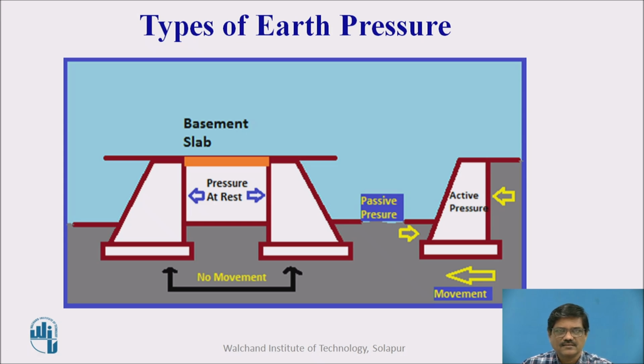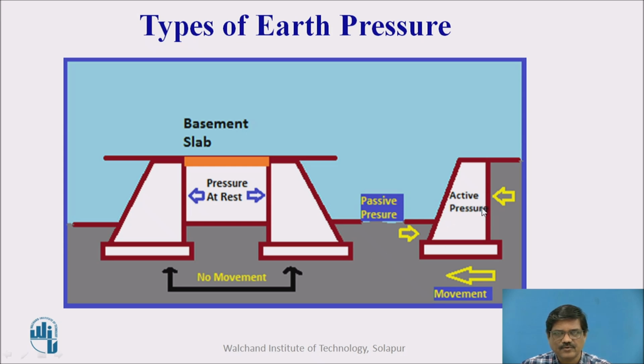There are three types of earth pressure which we come across, explained here with the help of this picture. The first one is called the earth pressure at rest. In such a condition, whatever earth pressure is generated, we call it earth pressure at rest. In such cases the earth retaining structures are not allowed to move in lateral directions, and therefore these structures experience this at rest condition.